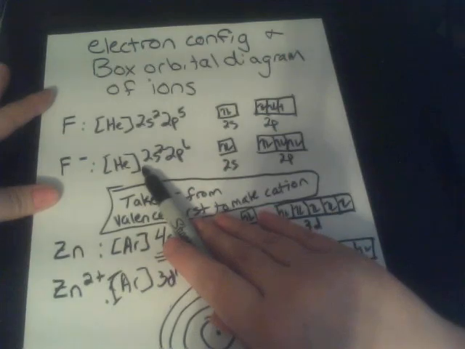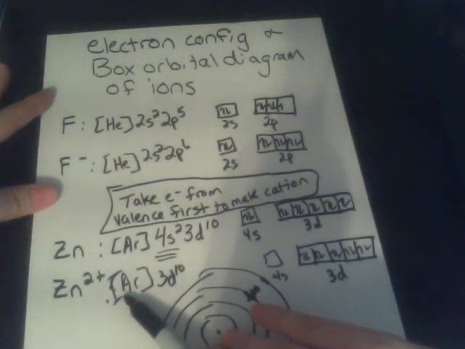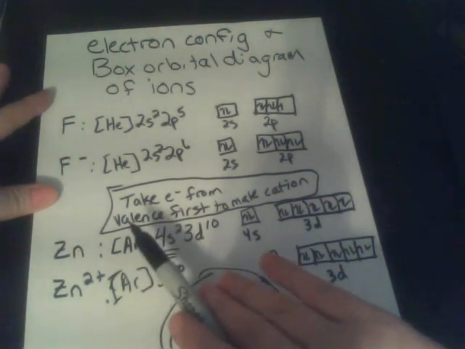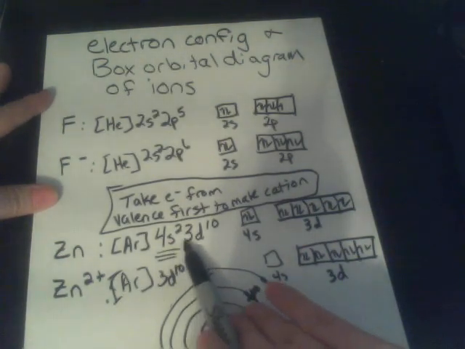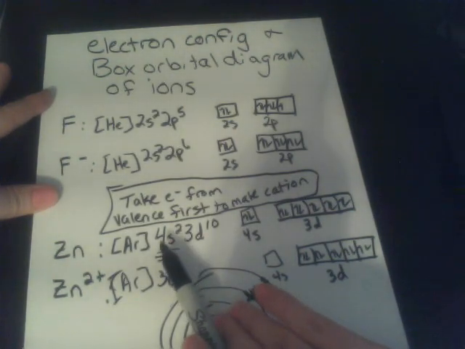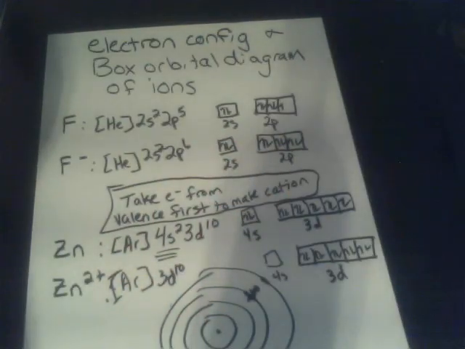So for anions, you add one; for cations, you're going to take a couple away, and when you take away, you make sure that you take away from the valence energy level, the outermost energy level. 4 is as far as we went out here, so we're going to take from 4 first. All right, I hope that helped everybody out. Good practice.